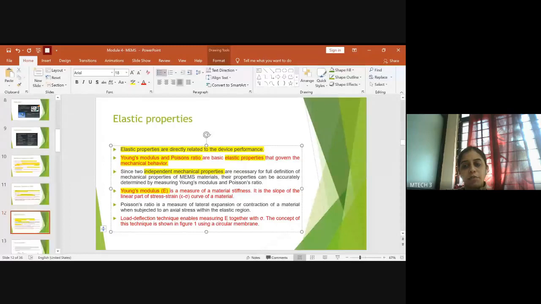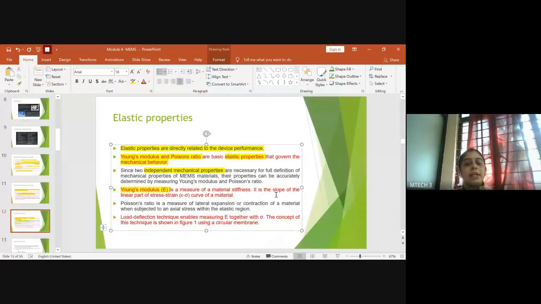Ma'am, it is the ratio of stress by strain, ma'am. Yeah, basically it is a ratio of stress versus strain. It easily gives you the material stiffness. If the given material is stiff enough, then even though a load is subjected on it, it will not be induced to a large amount of stress and strain. So based on the value of Young's modulus, you can define how good the stiffness is of the material you have selected for the MEMS device.